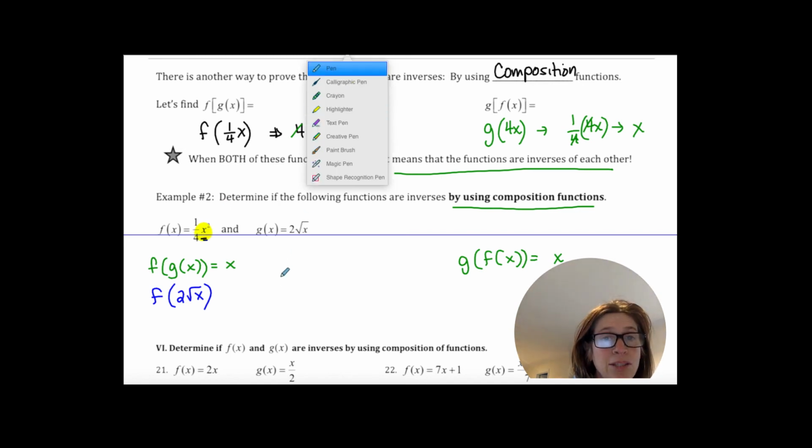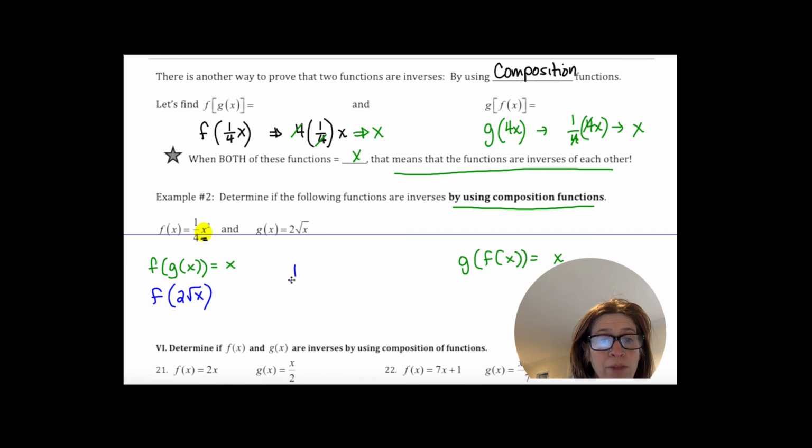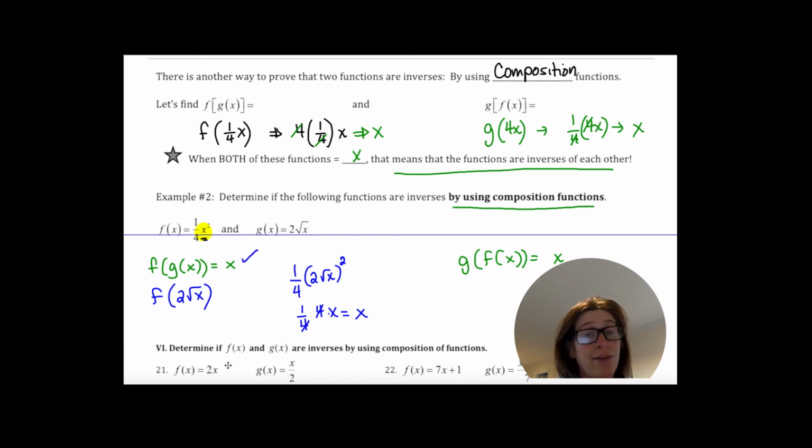Okay, so I'm going to do 1/4 of 2 root x in quantity squared. That's going to give me 1/4 times 4x. The 4's simplify to 1, and I'm left with x. So f of g of x does indeed equal x. Now I have to do it both ways and ensure that that's true.